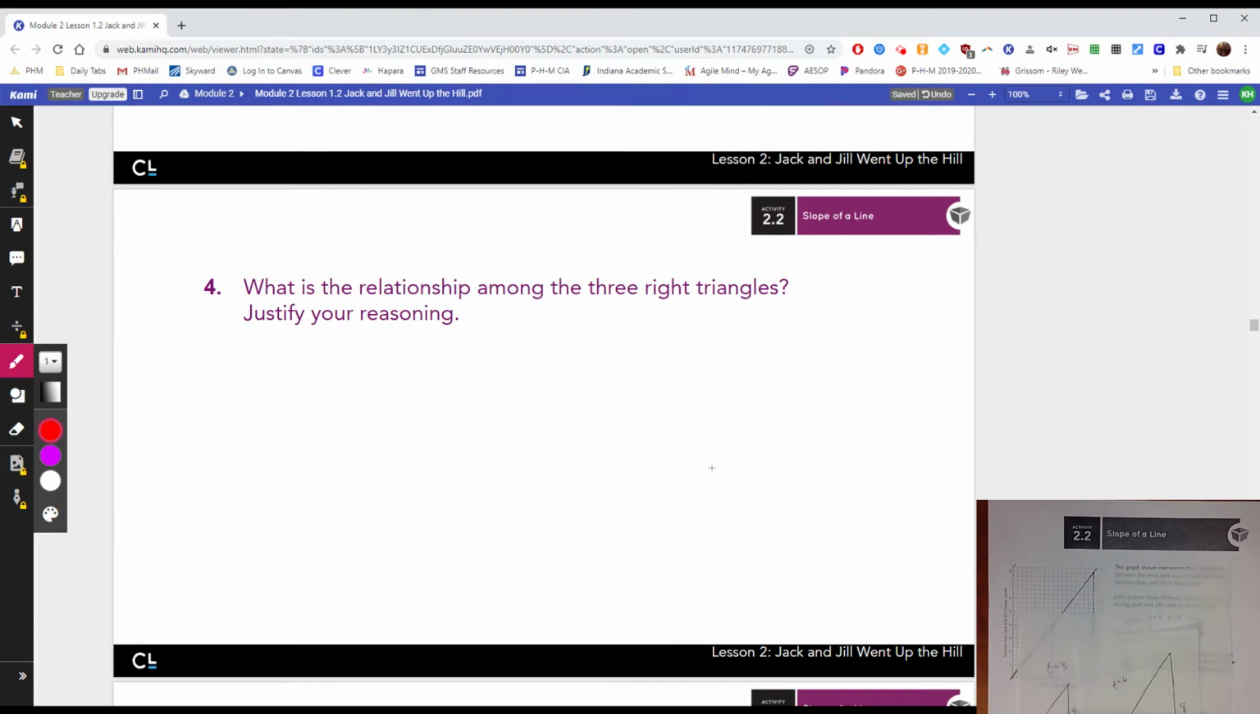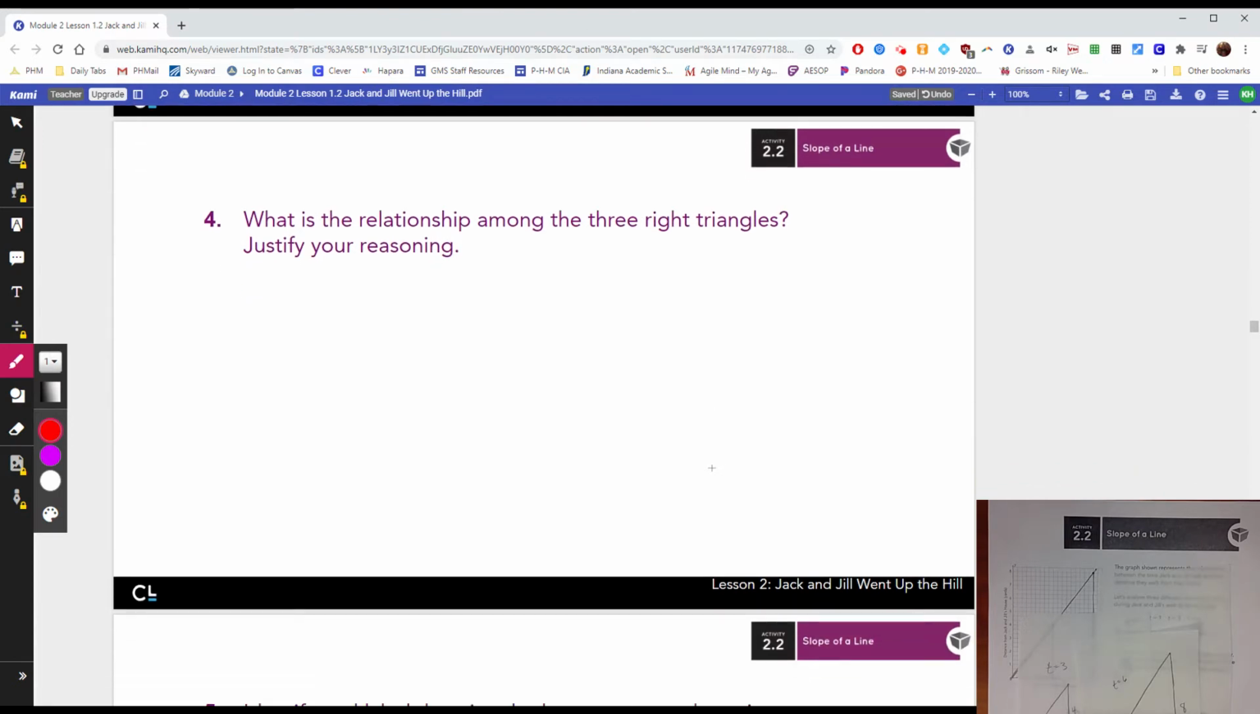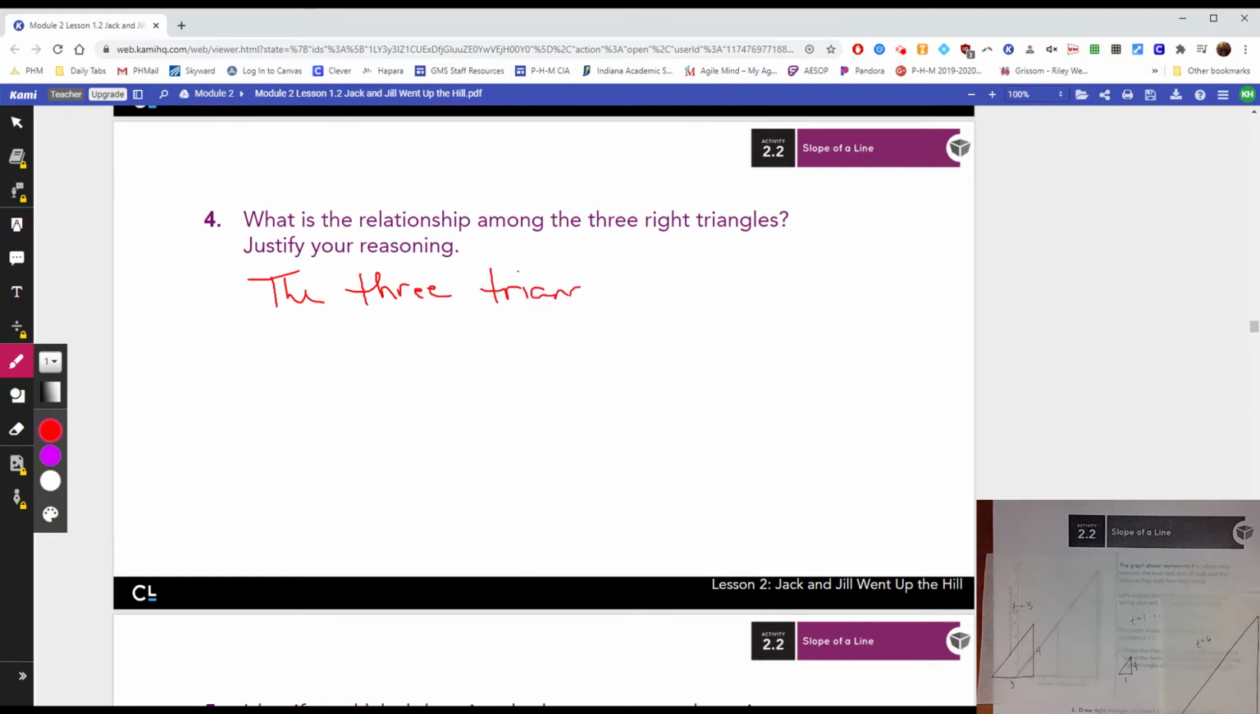Number 4, so we're jumping over to page M2-29 now. What is the relationship among the 3 right triangles? So if we look at these 3 right triangles that we have on our patty paper, the first thing I notice is that they are the same shape, but they are different sizes. So the relationship among the 3 right triangles is that they're similar. The 3 triangles are similar.